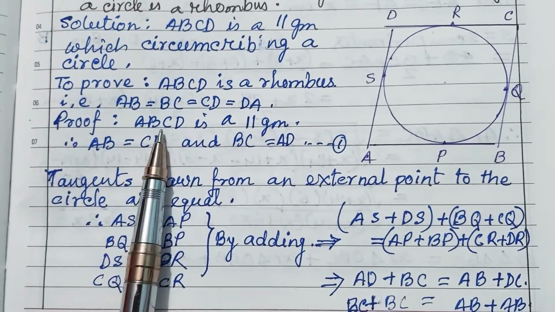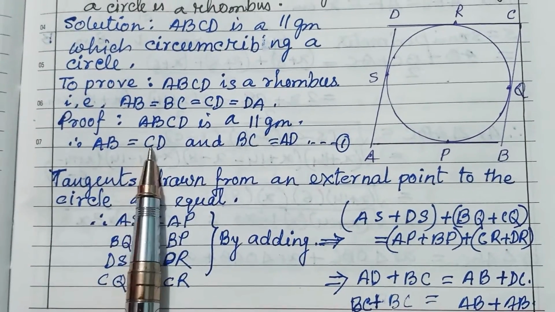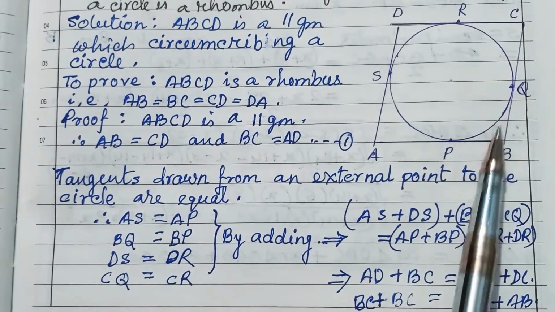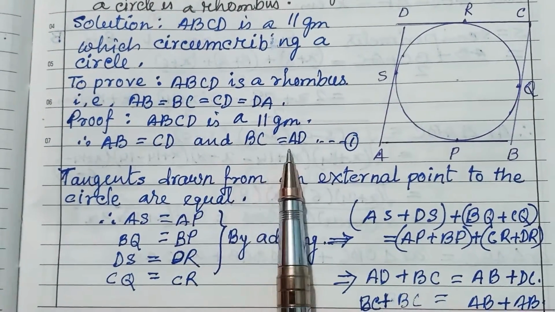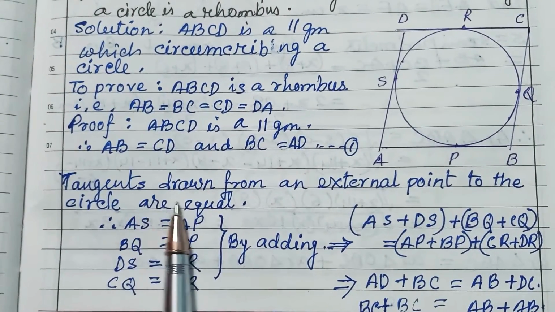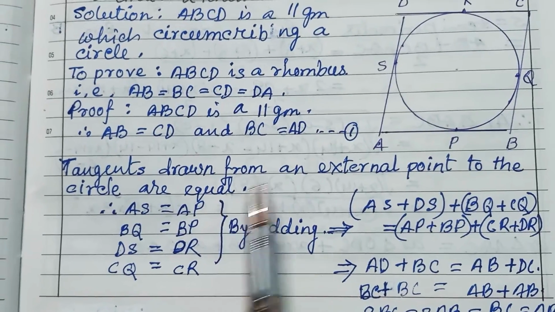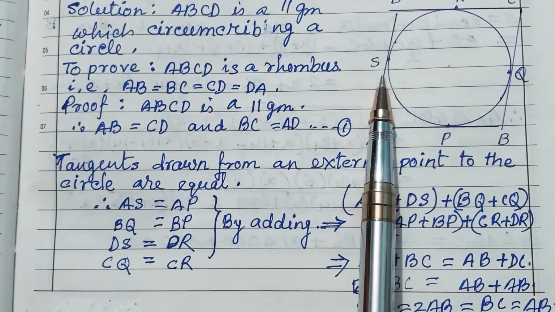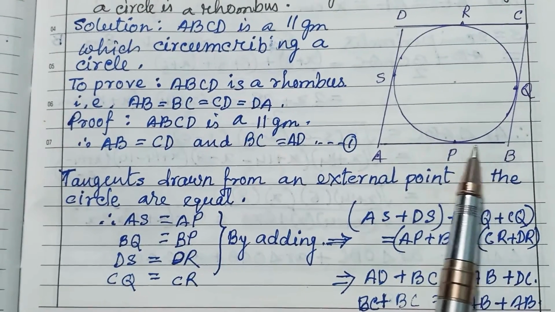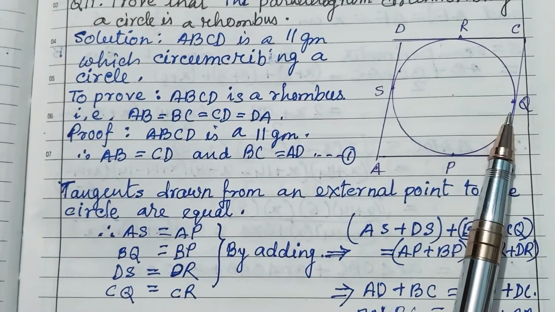For that, ABCD is a parallelogram, so opposite sides are equal. So AB is equal to CD and BC is equal to AD. That is one relation we have got. Now, tangents drawn from an external point to the circle are equal. Therefore AP is equal to AS, and from point B, BP and BQ are two tangents, so BP is equal to BQ.